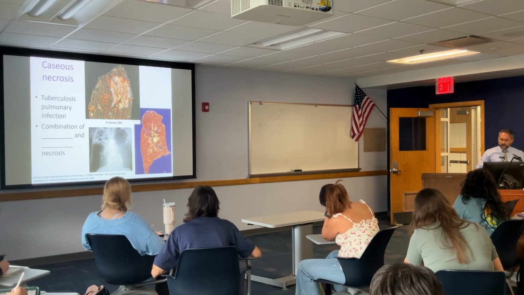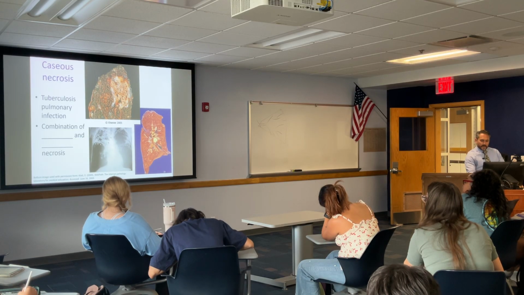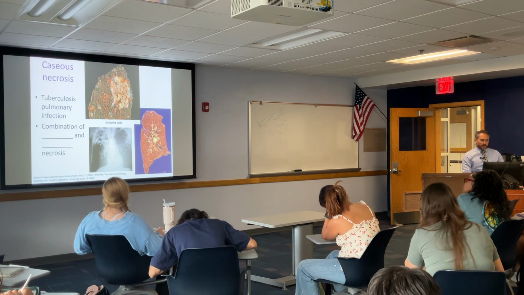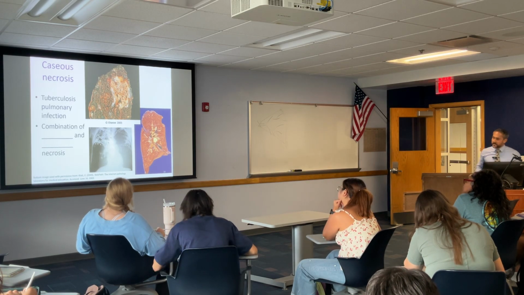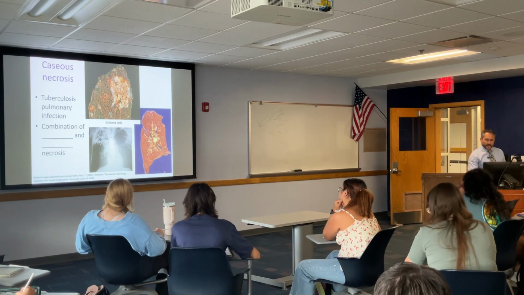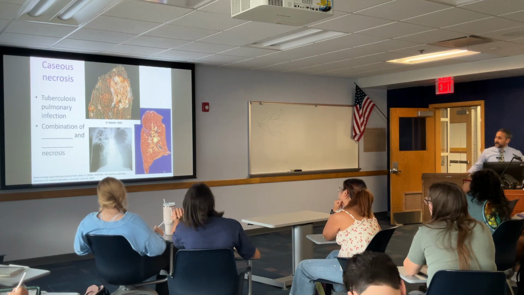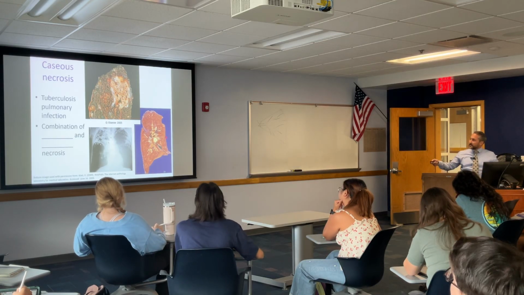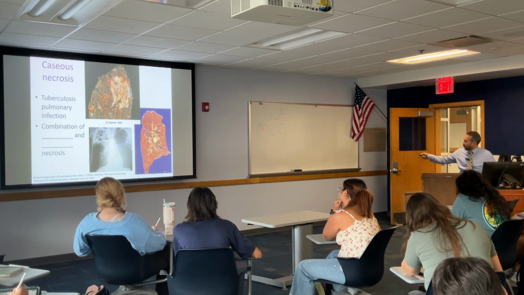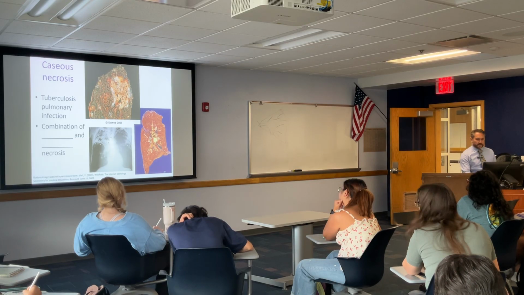So tuberculosis is often the culprit, and you can see on the top image, this is a lung with caseous necrosis, this cheesy appearance in the middle. And this is a tuberculosis infection. In the bottom right image, you can see a lymph node that's been infected with tuberculosis. So it's got that yellow defined border. It's not wedged, but in the middle it's really soft, mushy, like liquefactive.